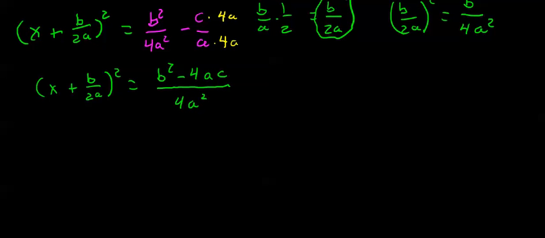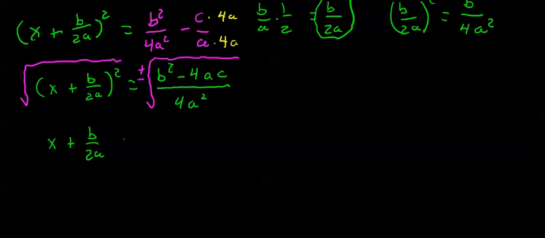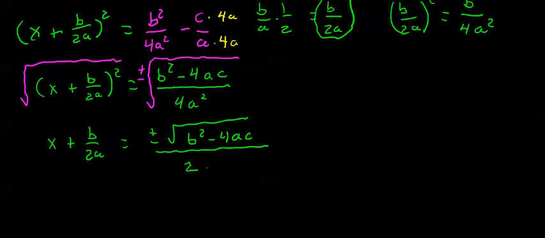We then take the square root of both sides, with our plus minus, of course. This gives us x plus b over 2a equals plus or minus square root b squared minus 4ac, all over the square root of 4, which is 2, and the square root of a squared is a. Oh boy, we're almost done.